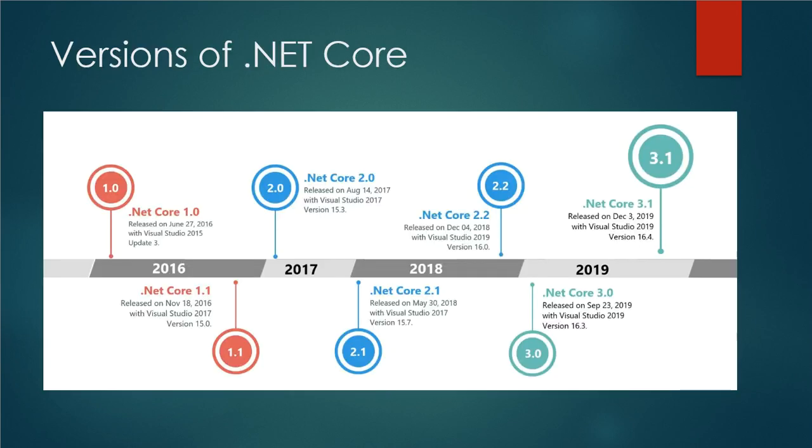The first .NET Core version was released on June 27th, 2016, with Visual Studio 2015. So that's where the initial release happened. The initial releases were very buggy. There were a lot of issues with the code, and the Microsoft team was trying to fix them as early as possible. That's why you will see .NET Core 1.1 was released in the same year, on November 18th, then .NET Core 2.0 in 2017, and then in 2018 we have .NET Core 2.1 and 2.2.